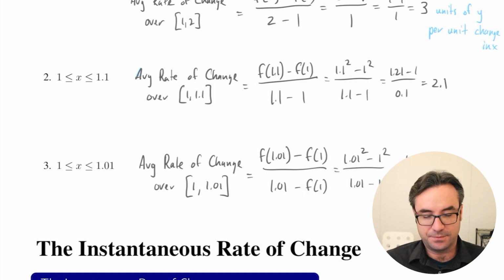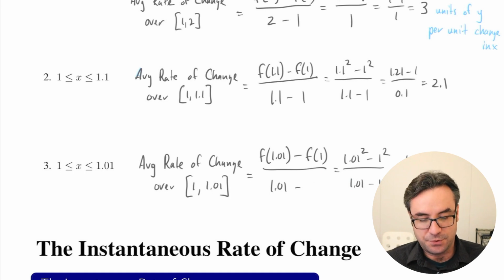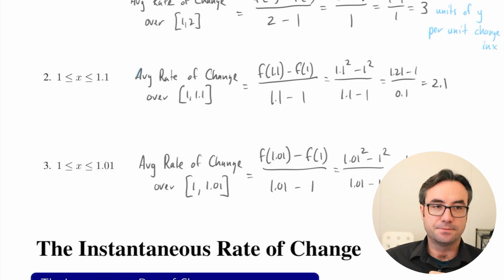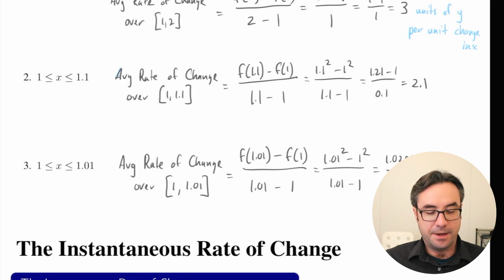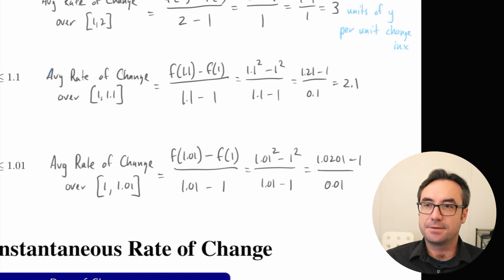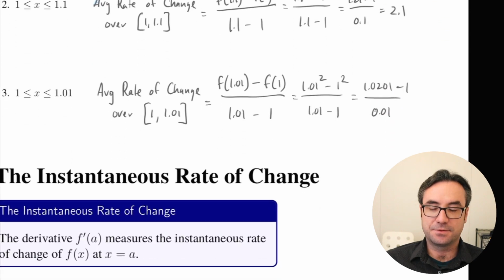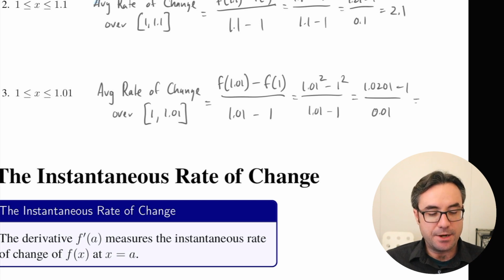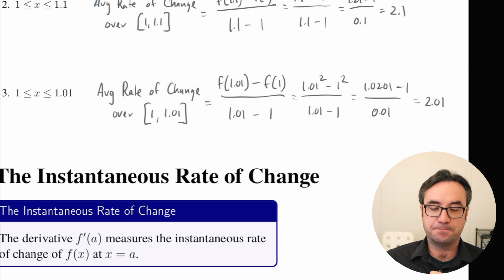Same thing here. It should just be a 1. And when we do the subtraction, we're going to end up with 0.01. And let's scroll up there. And we clean it up, simplify, we end up with 2.01.